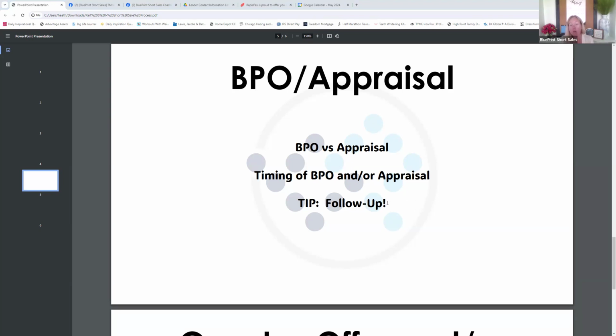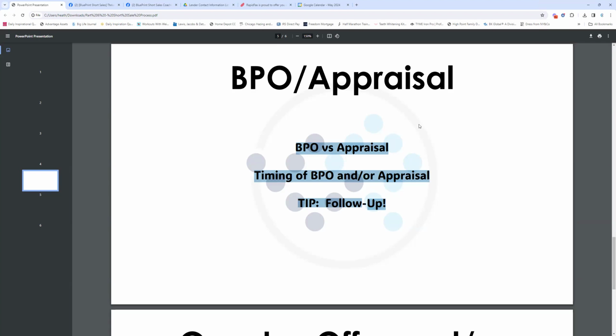Okay. So there are two scenarios with the BPO and appraisal. One, as soon as you submit that packet, it triggers them to order it. Okay. I would say that's not as common. The most common one is once the packet is deemed complete, then they will order it. Okay.